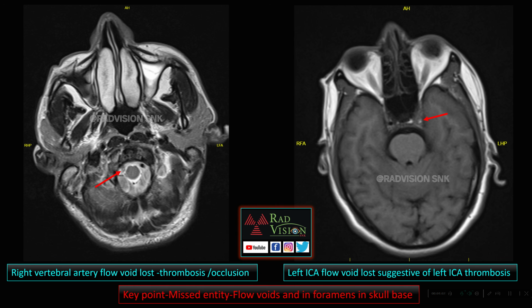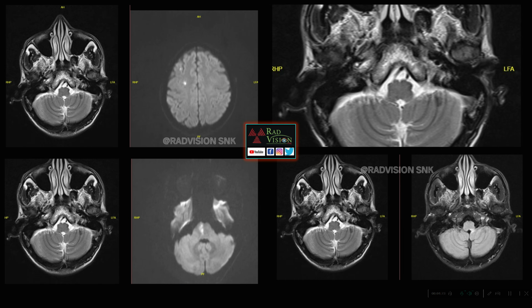So the commonly missed entities in the skull base are these flow voids, and also commonly missed areas are foramens in the skull base. So always try to see the flow voids, always try to see the foramens in the skull base, always try to see the symmetry, and also try to see the deep cervical spaces or cervical spaces. These are the commonly missed entities.